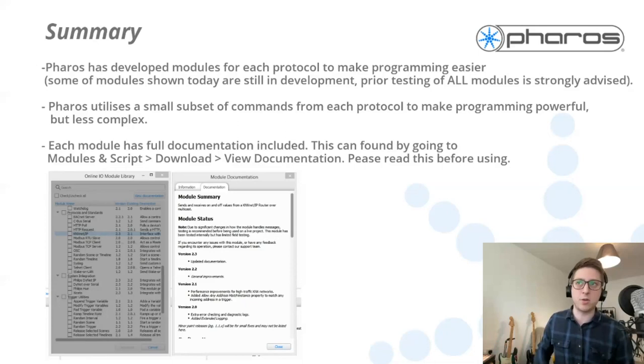And finally, if you want to find out more information about the IO modules themselves, I've already said this, but I want to make it clear: you can now view documentation in 2.8 by selecting the module after you hit the download button and then going to view documentation. Make sure that you have a read through that. And of course, just let us know your thoughts.